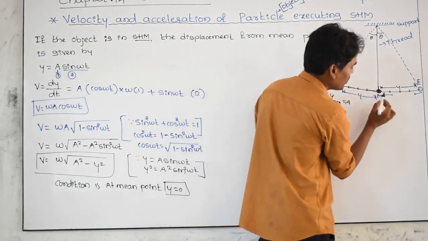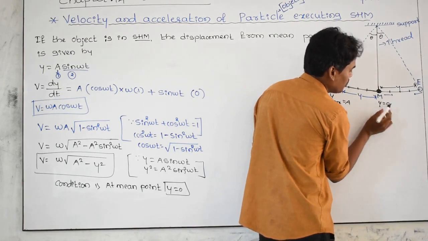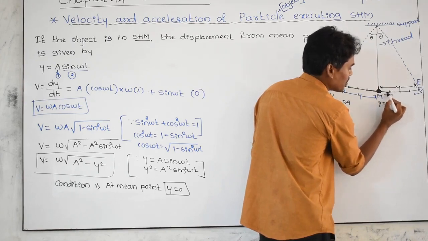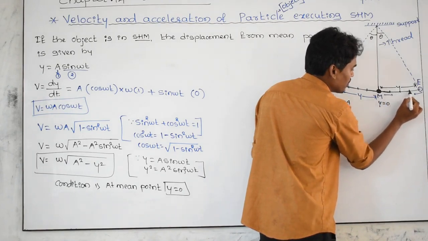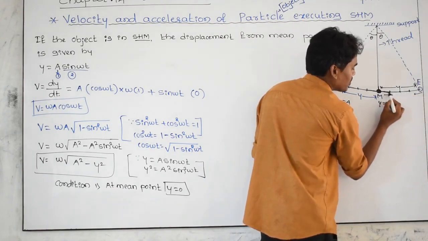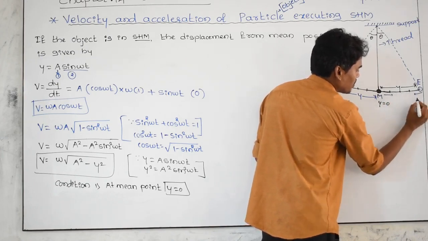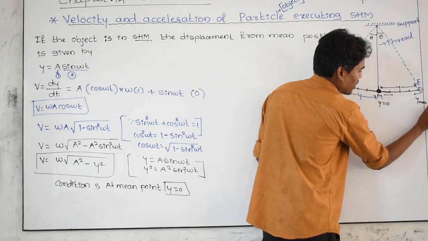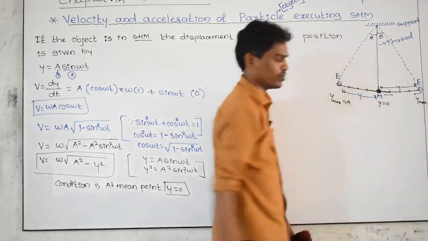Or else, if the object is present at this point, displacement is equal to 0. If it is present here, this is the displacement. If it is moving here, this is the displacement. This displacement is called the maximum displacement, that is y max. y max is equal to a. Maximum displacement from the mean point is called amplitude.